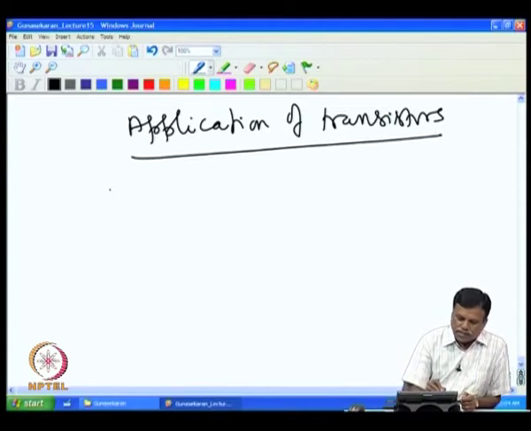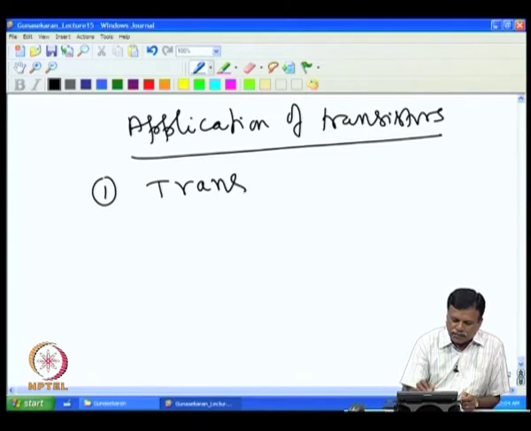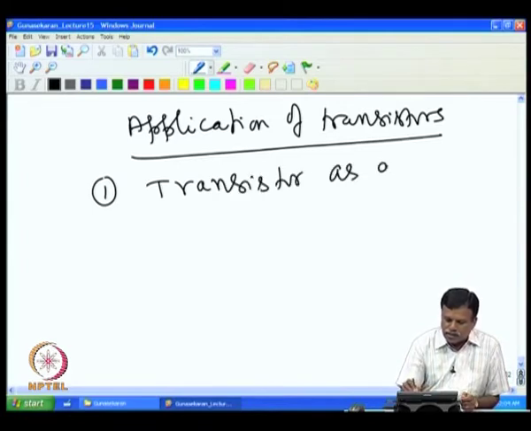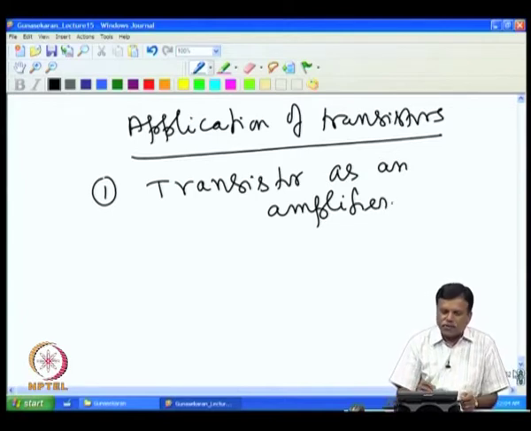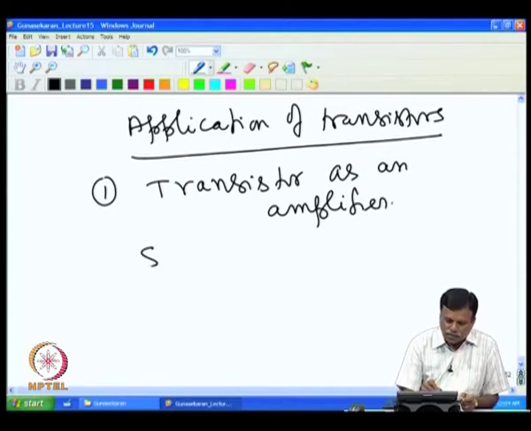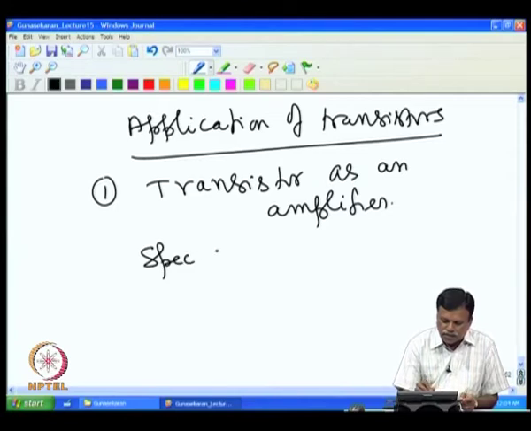So, for that let us take transistor as an amplifier. If we want to design a transistor amplifier, how will we go about doing that? If we want to design a transistor amplifier, then I fix the spec. So, let me have the spec for the design.